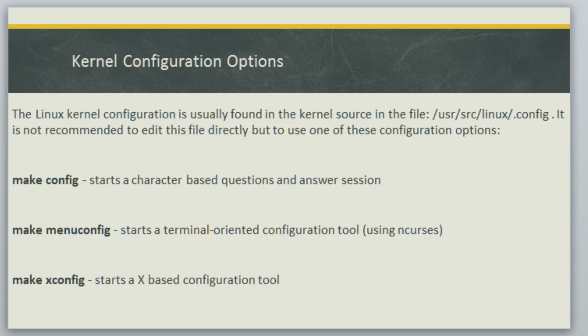So let's talk about kernel configuration options. The Linux kernel configuration is usually found in the kernel source in the file /usr/src/linux/.config, okay? It is not recommended to edit this file directly, but to use one of these configuration options. We can use the make config option, and this starts a character-based question and answer session. We can use make menuconfig, which starts a terminal-oriented configuration tool. And we can use make xconfig, which starts an X-based configuration tool.